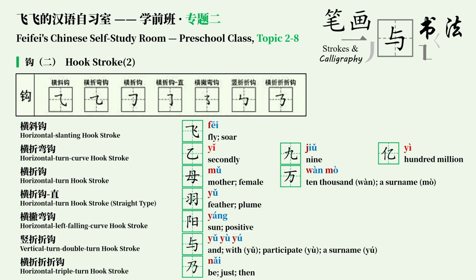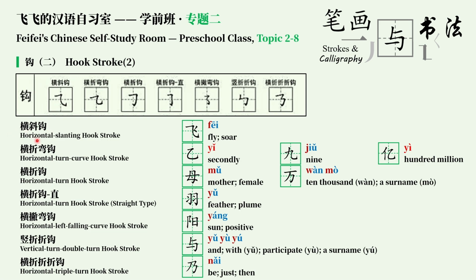Here we are learning phase 8 of preschool class topic 2, strokes and calligraphy. In this lesson, we will focus on the second part of the hook stroke, a more complex set of combined hook strokes that integrate turns, curves, and hooks. The second part of the hook stroke includes 7 typical types.